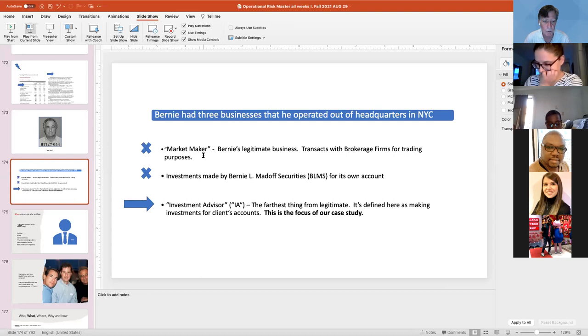Something else we don't need to look at, the second of his three businesses, were investments that BLMIS were making for their own account. They had their own balance sheet. Basically, they had their own wallet that they were making investments in. But we're talking about here the third one, the investment advisor, the farthest thing from legitimate. This is where Bernie made investments or was supposed to have been making investments on behalf of clients' accounts.